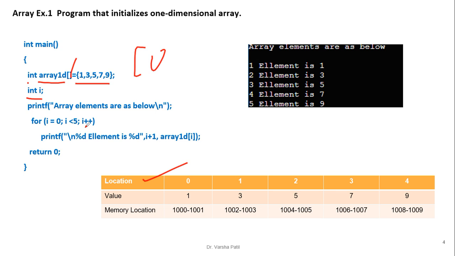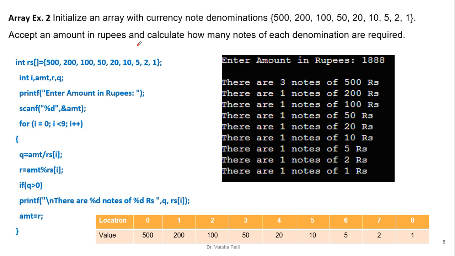When we are using either the while loop or for loop, we require to initialize that variable from 0 because the first element is stored at the 0th location. So for I equal to 0, elements are stored at the location 0, 1, 2, 3, 4. So I equal to 0, I is less than 5, I plus plus, and we are using this subscript, that is array 1D and I. Whatever the value of I will come here, it will print the corresponding element of the array. So this is the program, that is how to initialize a one dimensional array and print the array elements.